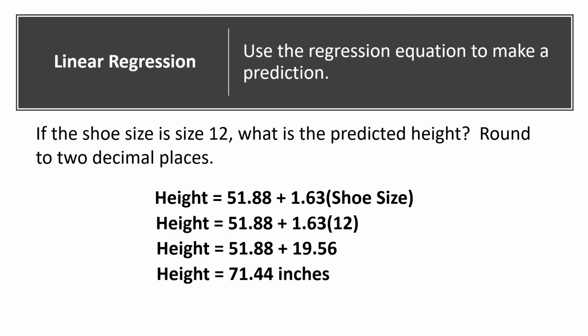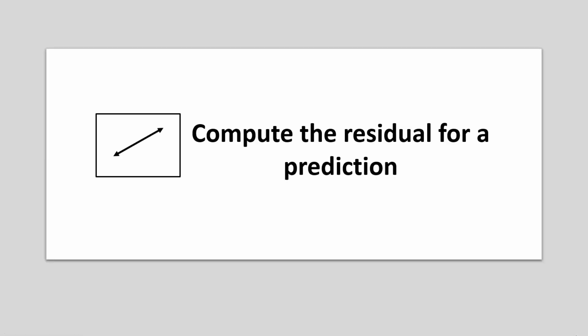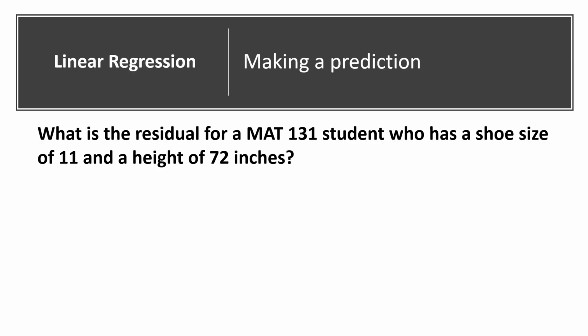Now it is unlikely that the exact height for one student with a shoe size of 12 is exactly 71.44, but it should be close. How close? Well, we need to talk about what the residual is for that person, which brings up our next lesson objective. Compute the residual for a prediction.